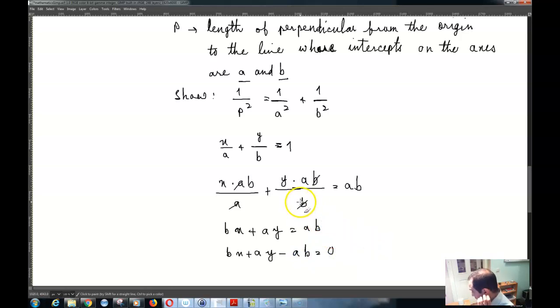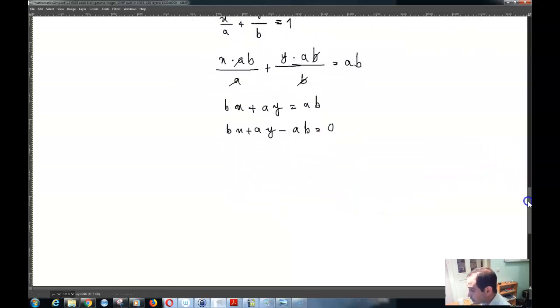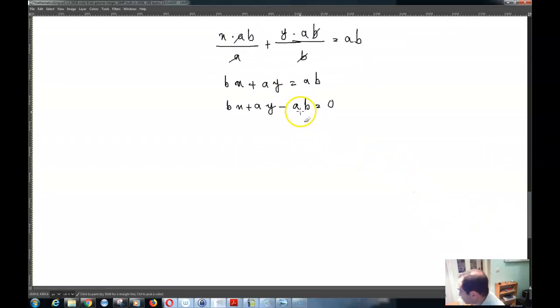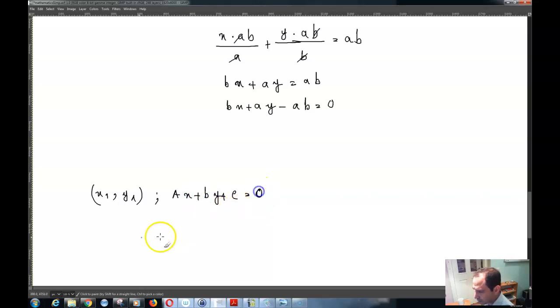Now you know that the perpendicular distance from any point, for example x1, y1, to some line Ax plus By plus C is equal to 0, which we usually call d, is the absolute value of Ax1 plus By1 plus C over the square root of A squared plus B squared.